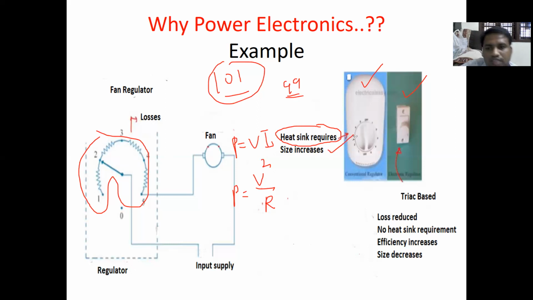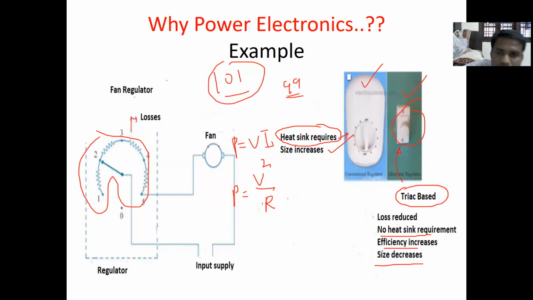In order to minimize that, we are simply replacing this fan regulator by the triac based one. You can see this power electronic device. Because of this device, the loss is reduced, because there is no heat sink requirement and no series of resistors are placed, so efficiency is improved. And also, with no heat sink, the size is also reduced.